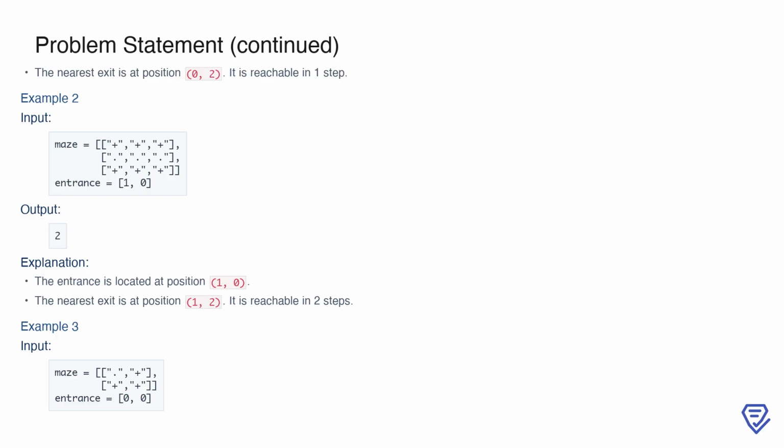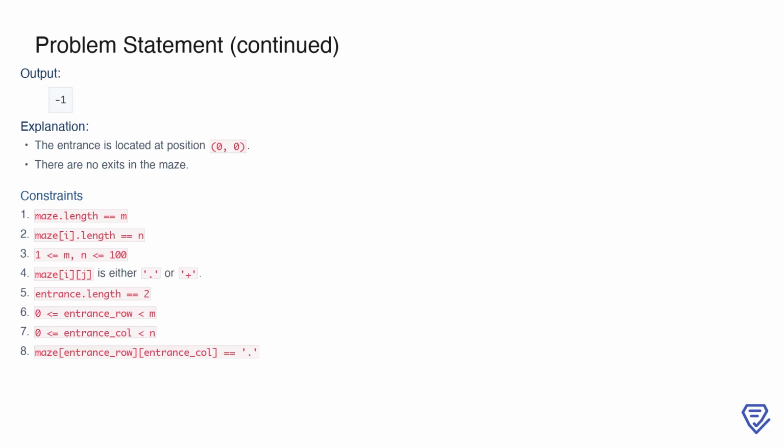In this case, the shortest path to the nearest exit, which is at position 1, 2, requires 2 steps. This example demonstrates that the pathfinding process continues until the nearest border cell is identified, and the number of steps required to reach it is counted. Finally, let's examine a scenario where there is no valid exit. For instance, if the entrance is located at 0, 0, in a maze where all potential border cells are either walls or unreachable, the output should be -1. This is because no path exists from the entrance to any exit. These examples illustrate how the problem handles different situations, from simple paths to cases where exits are completely inaccessible.